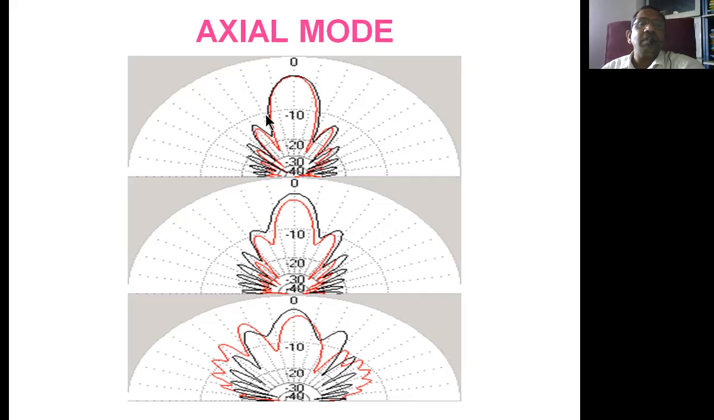See here, the black one is the ideal radiation curve. It radiates in a particular direction with very high directivity. The red one is the more practical version, and practically it meets the ideal characteristics. Therefore this is used for point to point communications over longer distances.